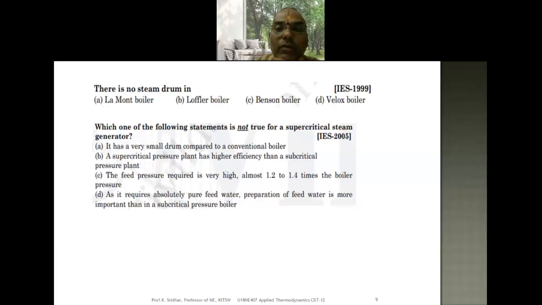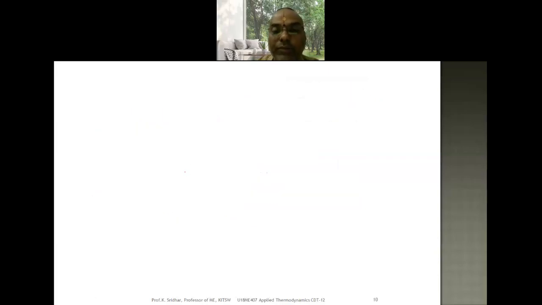Now let us see some of the important competitive examination questions which were given in previous examinations. Let us deal with the first question, IES 1999. There is no steam drum in which of the boilers? Just now we discussed the Benson boiler, which has no steam drum. Which one of the following statements is not true for a supercritical steam generator? Go through the options A, B, C, D. It has a very small drum compared to the conventional boiler. We told you that supercritical steam boilers do not have any drum, but he is saying a smaller drum. Actually, there is no drum, so there is no meaning of smaller or larger drums.